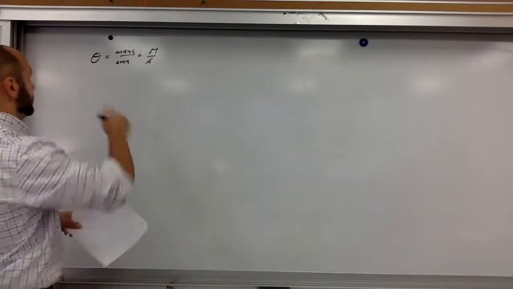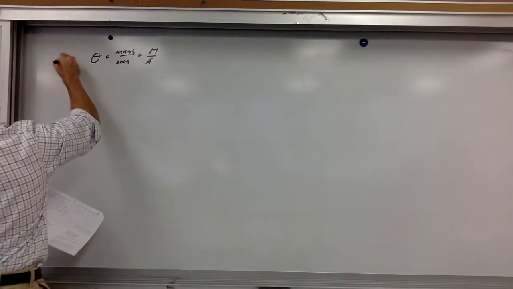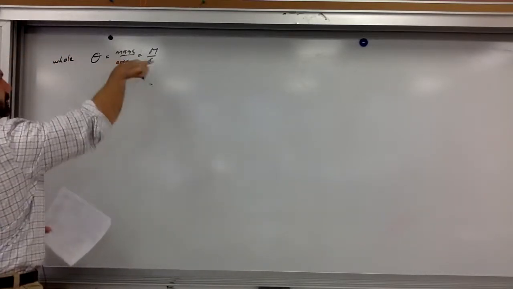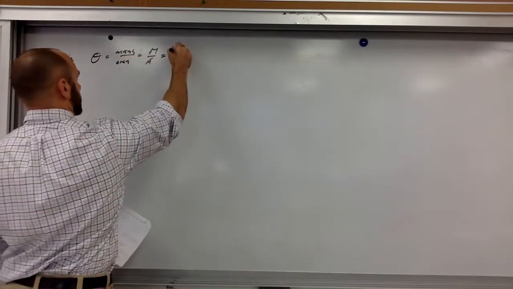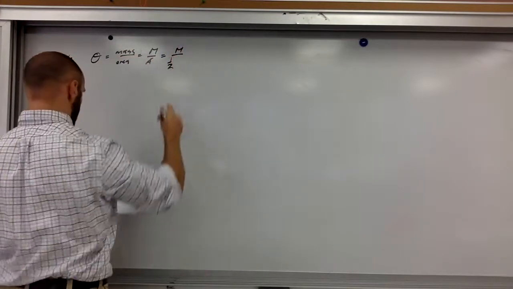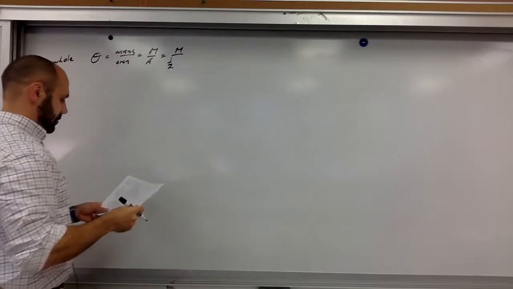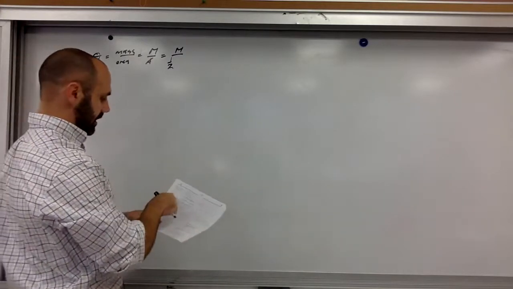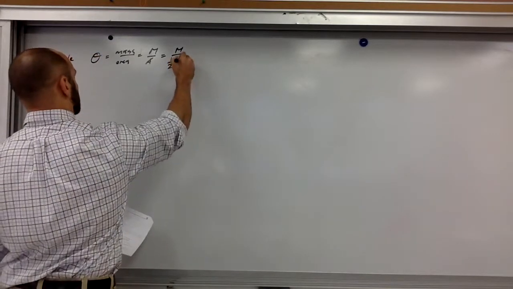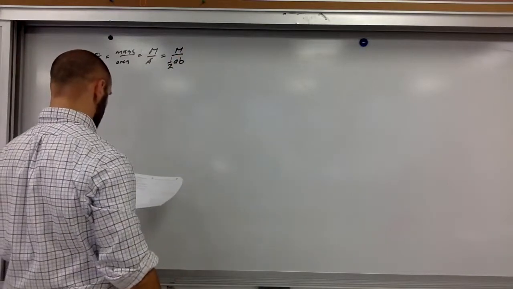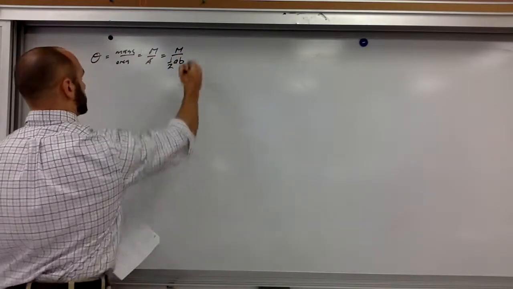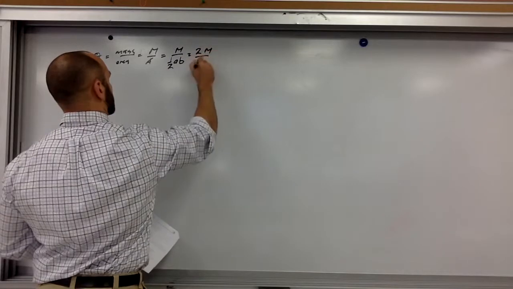And so what we've got here for the entire sigma, for the whole thing, is mass per area, total mass per total area. And what's the area? It's 1/2 base times height, right? So it's 1/2 a times b as we have it in this diagram. So 1/2 ab. Okay, and that simplifies to 2m over ab.